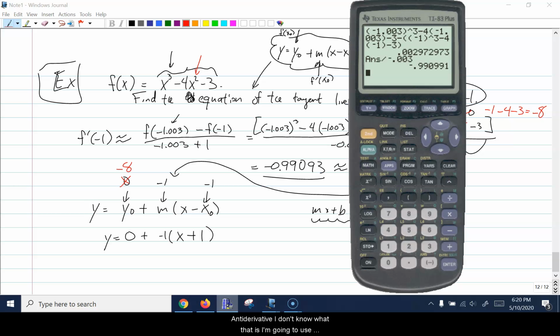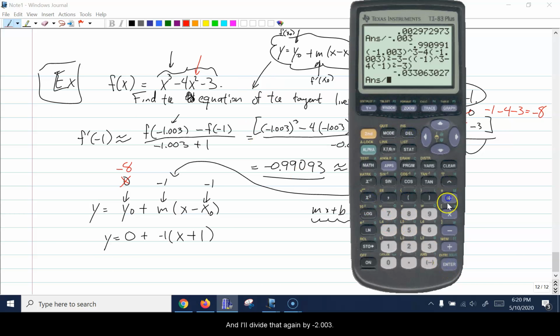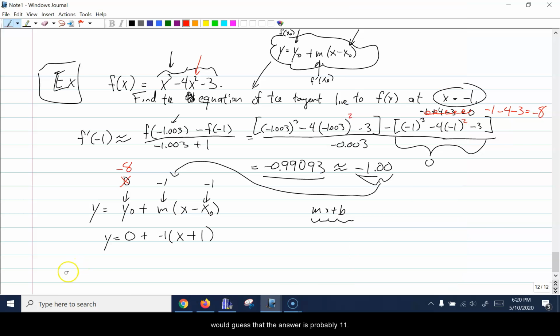And our derivative, I don't know what that is. I'm going to use my second enter. Second enter. It's nice to make a mistake once so I can show off the second enter trick, but I didn't mean to do it twice. Insert a squared here. Let's insert a squared here. And now divide that again by -0.003. And I get an answer of 11.002, an answer so close to 11 that I would guess the answer is probably 11. So that would make this an 11 instead.